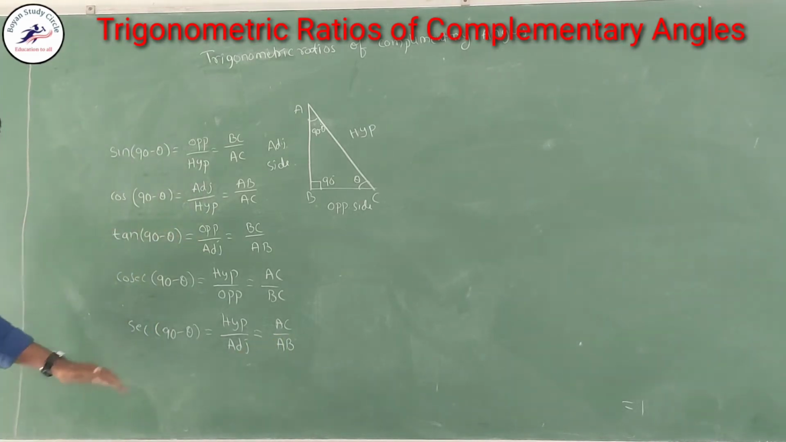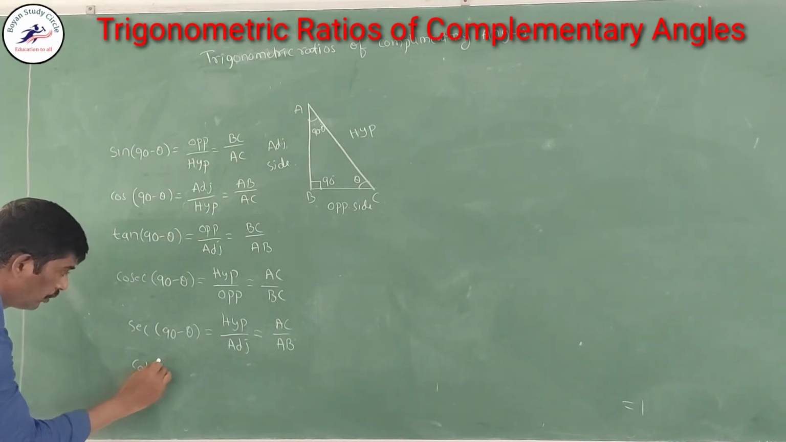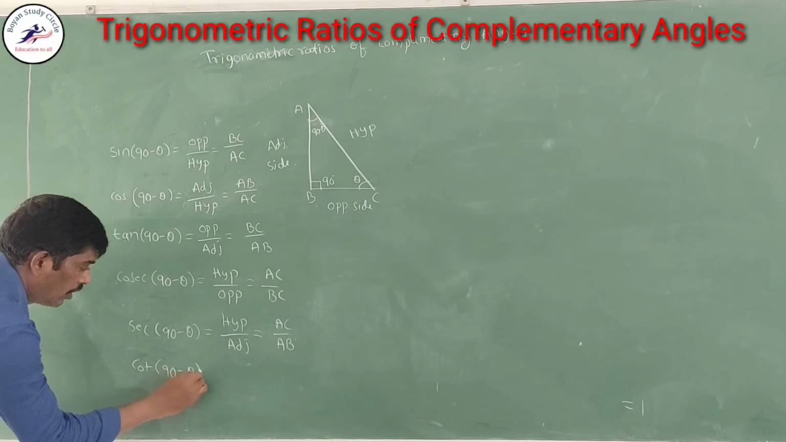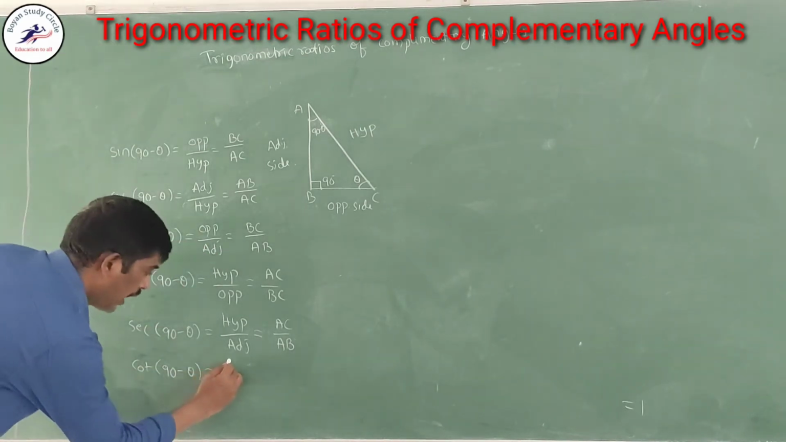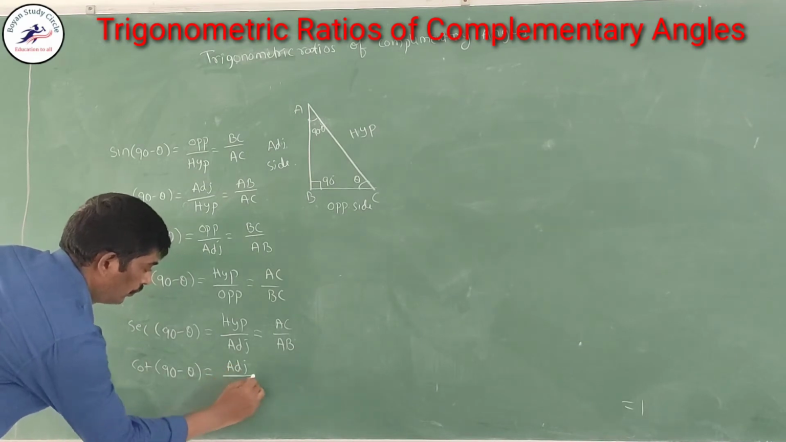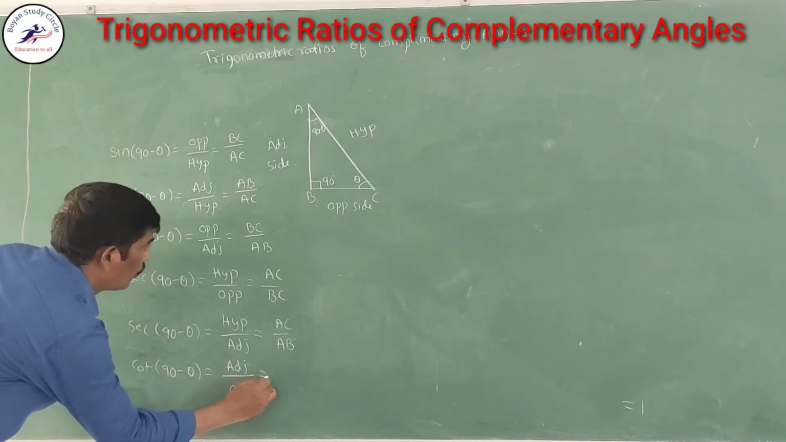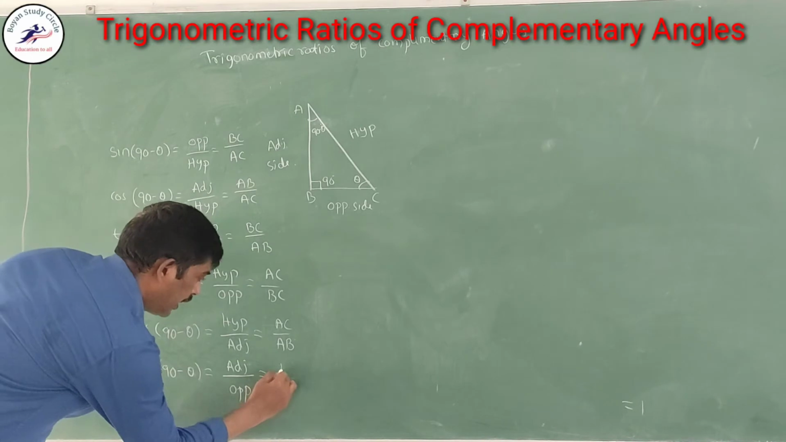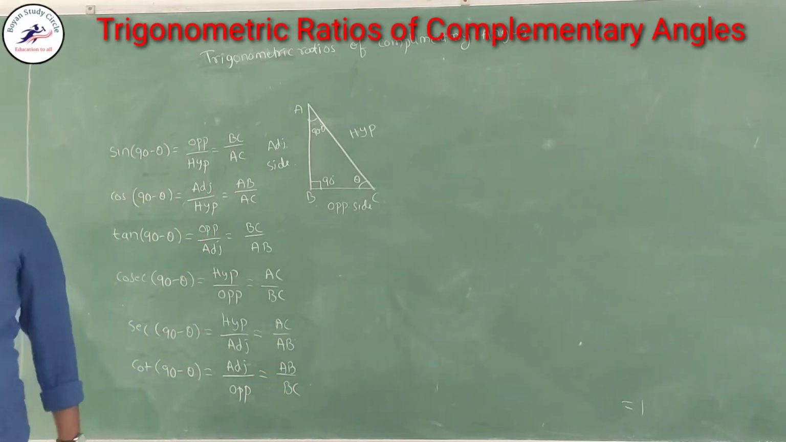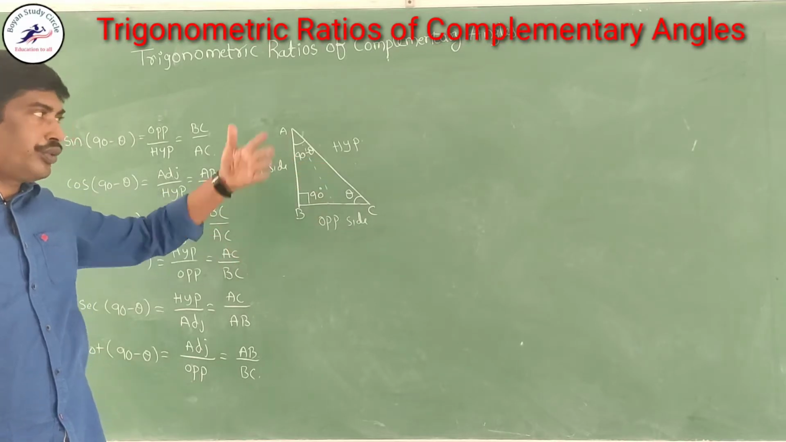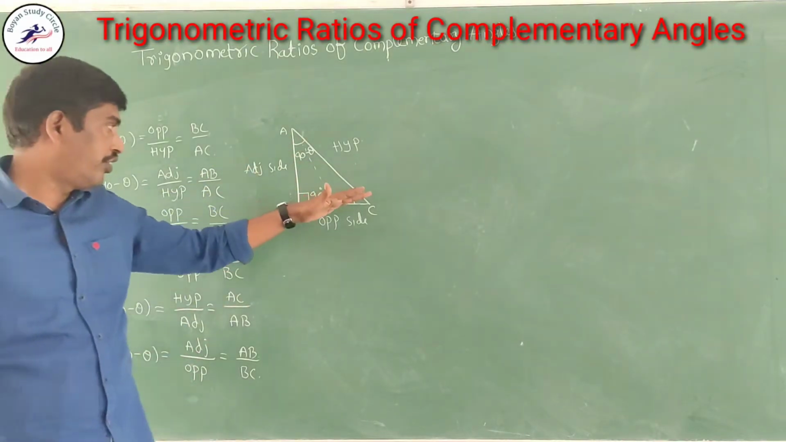So next one is cot of 90 minus theta. Cot is reciprocal to tan. So that is adjacent by opposite side, which is equal to AB by BC. Okay. Now we are going to find the ratios for this theta.